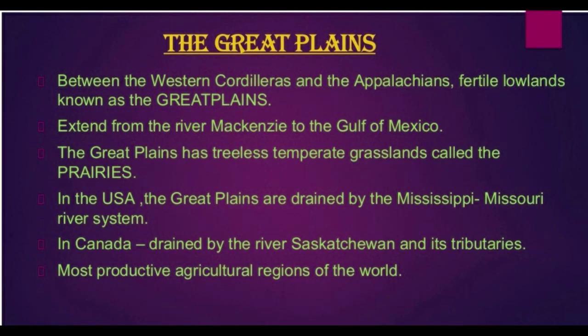The next physical feature of North America is the Great Plains. Look at the first point. Between the Western Cordilleras and the Appalachians, there are fertile lowlands known as the Great Plains. We have already studied that in South America there is a Central Plains. Here also it is the same. The Appalachians are also called the Eastern Highlands. Between the Western Cordilleras and the Appalachians, there is a region of vast, fertile lowlands known as the Great Plains.